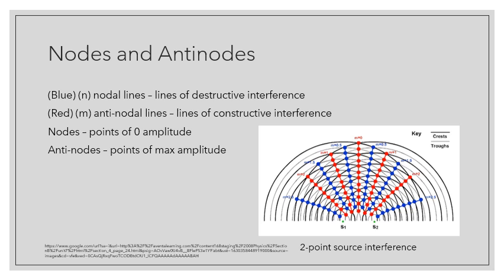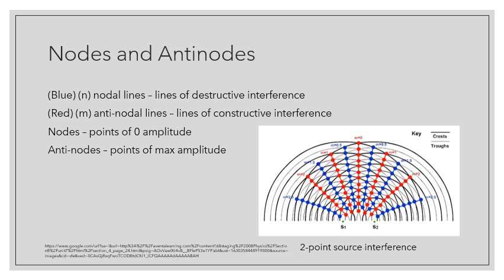This is a diagram of something called two-source interference. There are two sources which are emitting waves, and the blue lines are called nodal lines. Those are lines where there's destructive interference. The lines in red are called lines of constructive interference, or antinodal lines. The nodes are points of zero amplitude, while the antinodes are points of maximum amplitude.